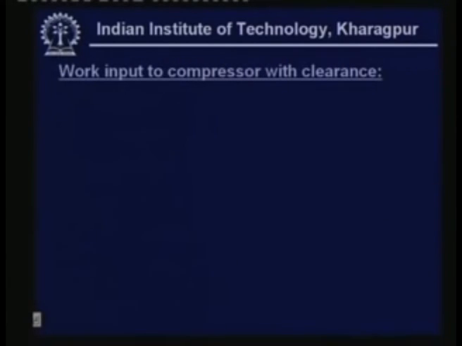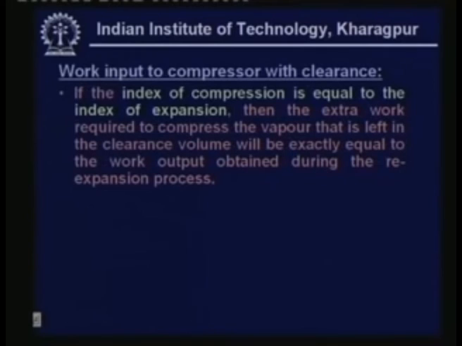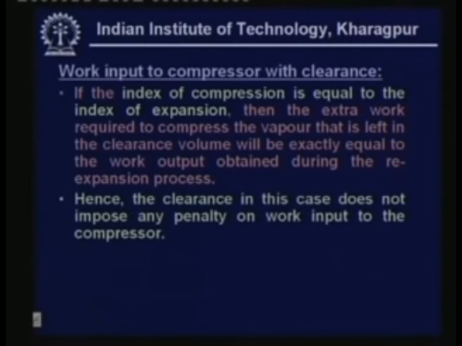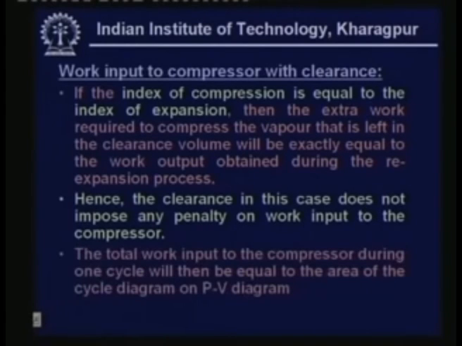Now let us quickly look at the work input to the compressor with clearance. If the index of compression is equal to the index of expansion, then the extra work required to compress the vapor that is left in the clearance volume will be exactly equal to the work output obtained during the re-expansion process. That means the clearance does not play any role in the work input, and there is no penalty because of this. Hence the total work input to the compressor during one cycle will be equal to the area of the cycle diagram on the PV diagram.